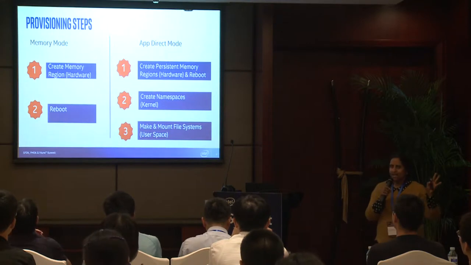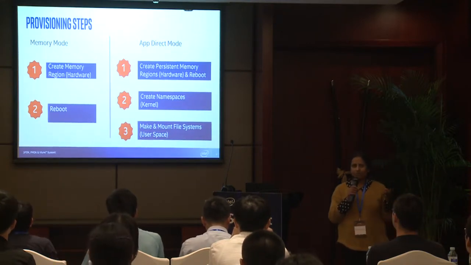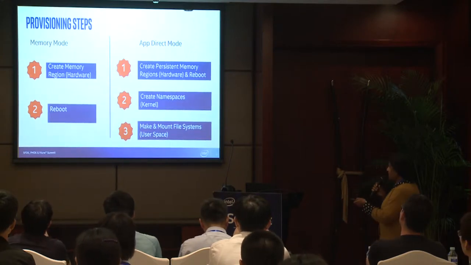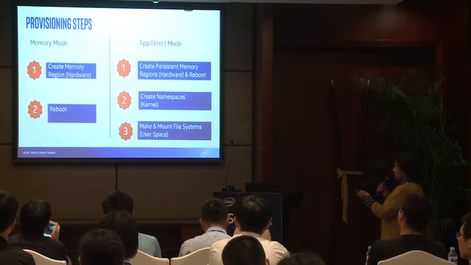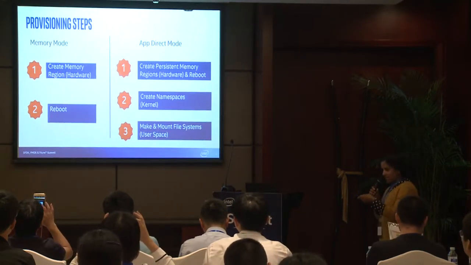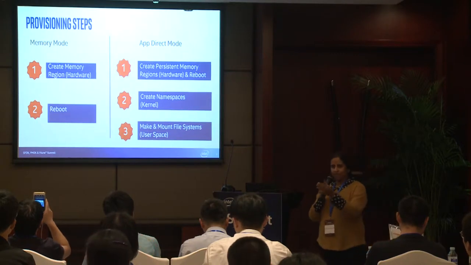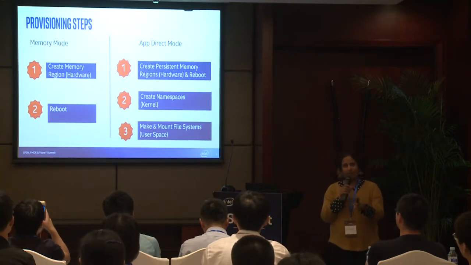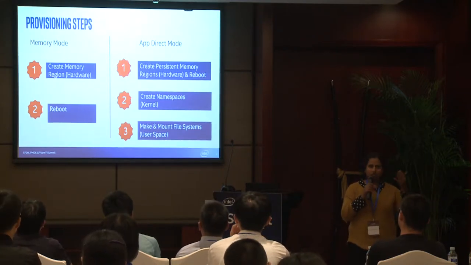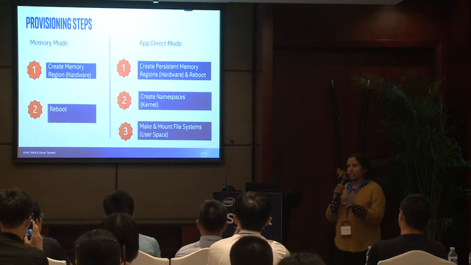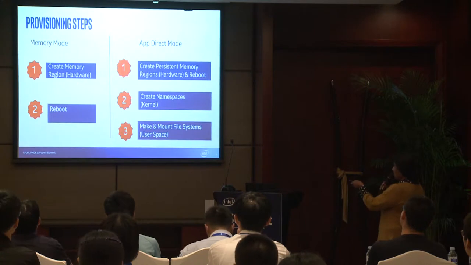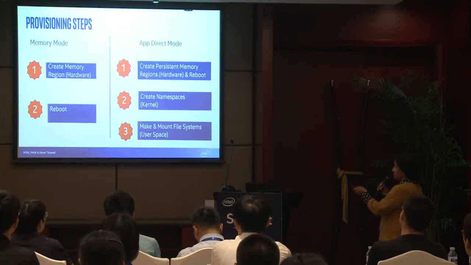So at a very high level, what are the steps for configuring your DIMMs in different modes? In memory mode, there are not a lot of steps. You use a utility that I'm going to show, and you tell the utility the amount of capacity you want to configure in memory mode. You can say you want 100% of your 6 terabytes as volatile memory, or you can say you want 50% of it. There are no regions or namespaces in memory mode.